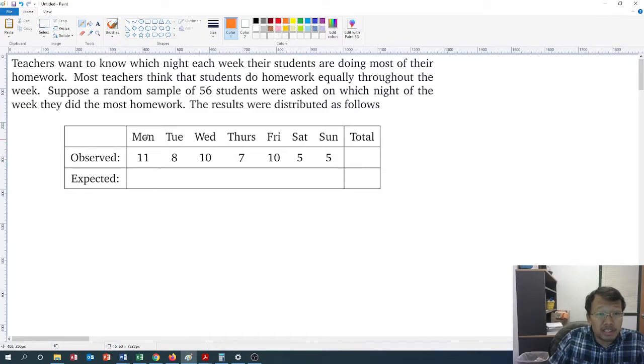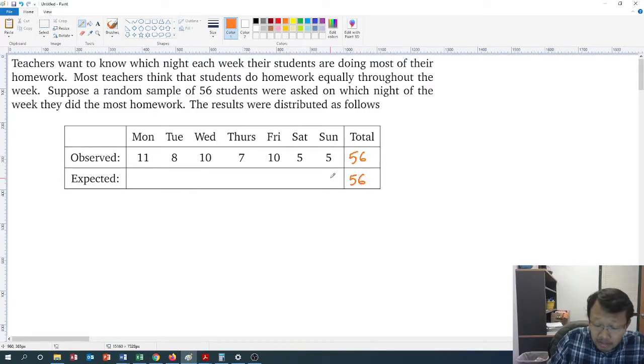Okay, so there are 7 categories: Monday, Tuesday, Wednesday, Thursday, Friday, Saturday, Sunday. The observed values are these. These are the real values, and what are the expected values? Okay, so we will talk about that. So 56 is the total, right? And here the expected value total also should be 56.